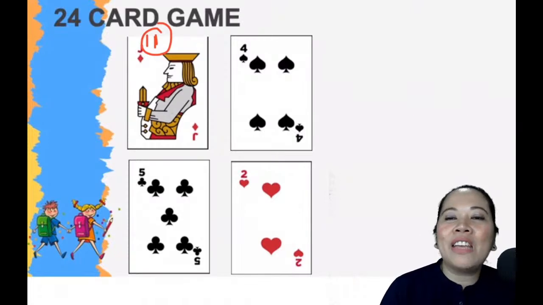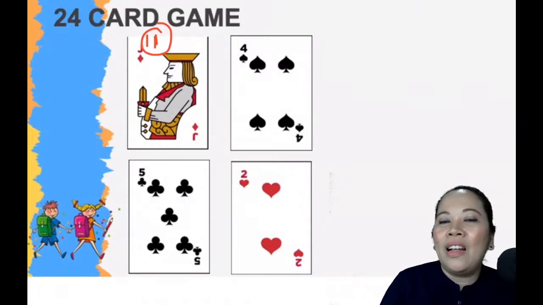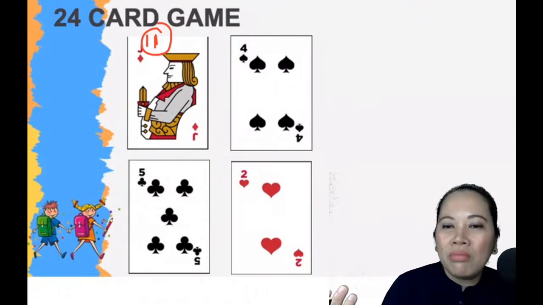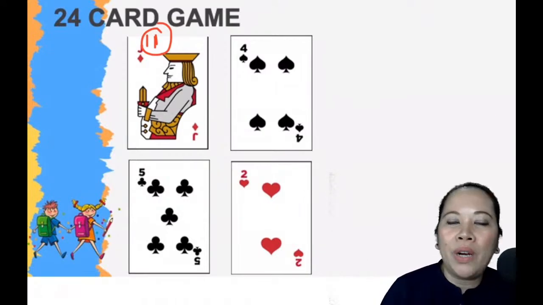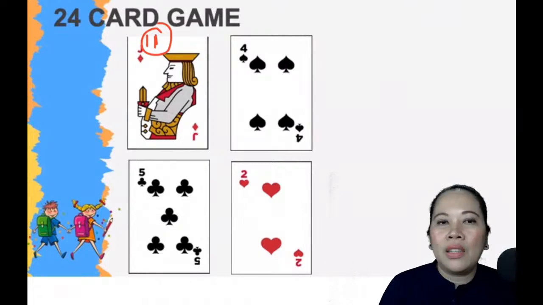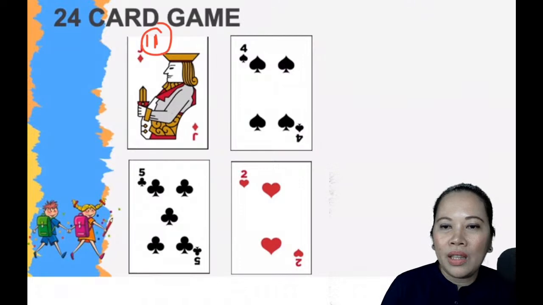Come on, let's give a chance to the rest. Again, I think you are now familiar with how the game works. That means that you have to write down whatever the operation is. Any operation will do as long as it gives your final answer. 11, 4, 5, 3.